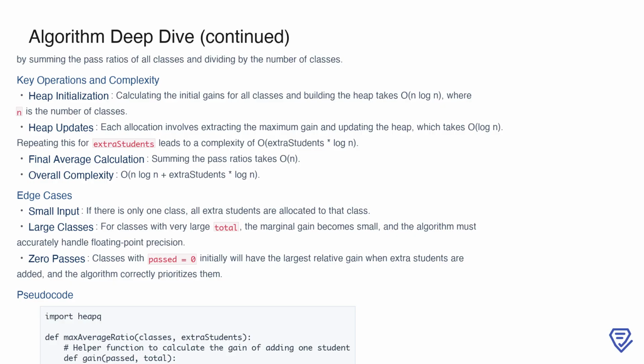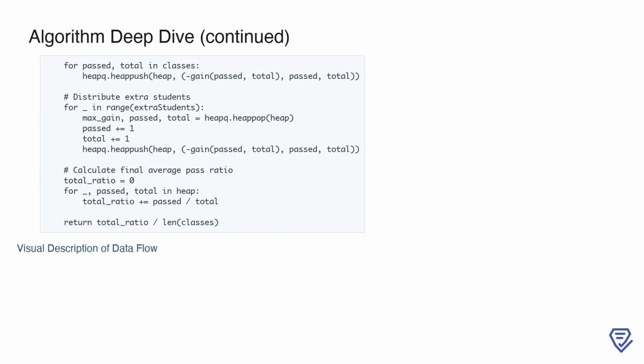The algorithm is also designed to handle edge cases effectively. For instance, if there's only one class, all extra students are allocated to it. For large classes, the algorithm accounts for the diminishing marginal gain and ensures floating point precision is maintained. Additionally, classes with zero initial passes are prioritized due to their significant relative gain when extra students are added. The pseudocode implementation provides clarity on how the algorithm proceeds step by step.